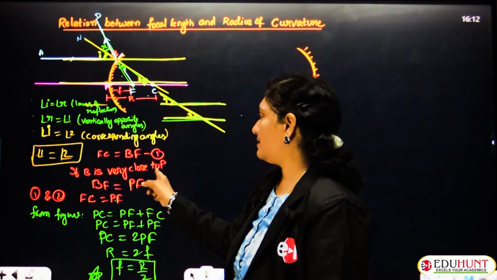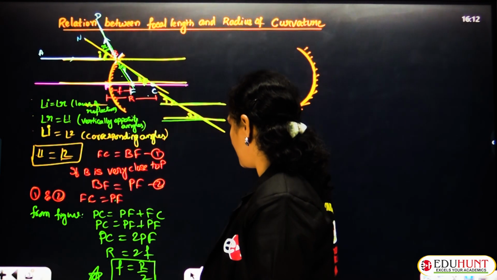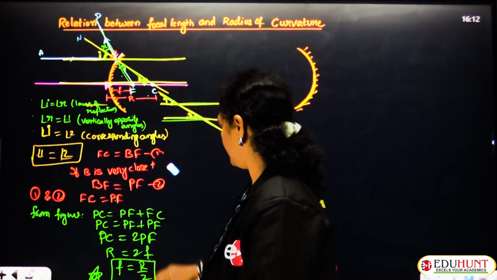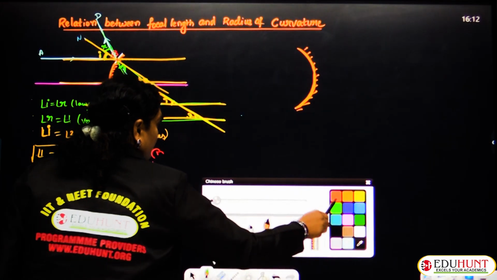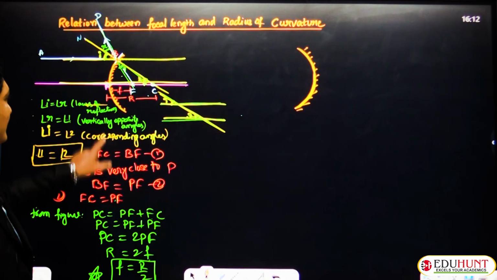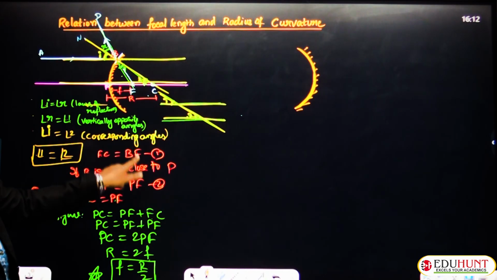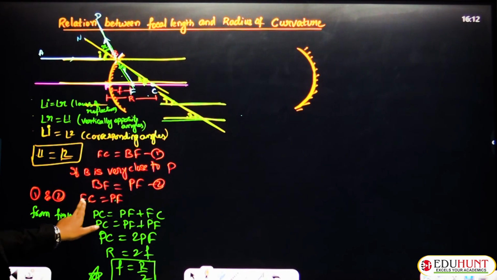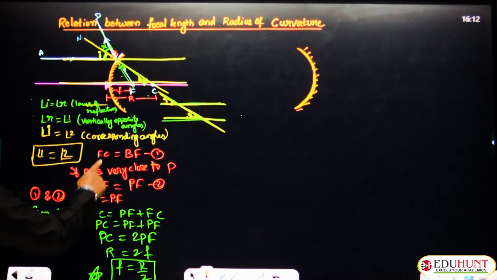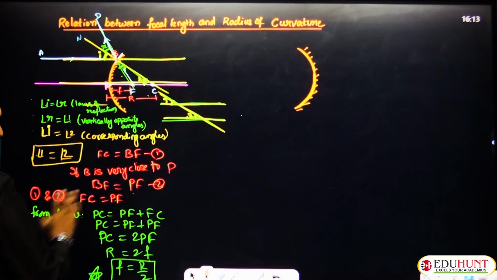So for a case of small aperture, for a small sized mirror, BF can be written as PF. Okay. So from equations 1 and 2, if FC equals BF and BF equals PF, we can conclude that FC is equal to PF.